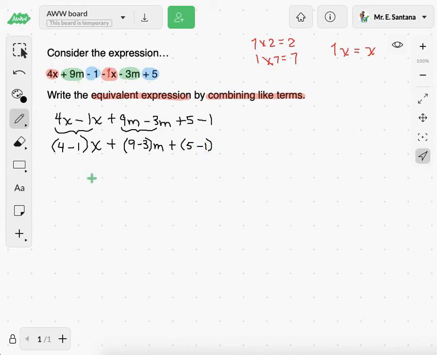So what we're going to end up with is the following. 4 minus 1 is 3, and that goes with x. And then 9 minus 3 is 6, so that's 6m. And 5 take away 1 is 4. So at the end of the day, this is the equivalent expression to the one that I highlighted up above. And what I did was combine the like terms, and I used this method to do so.